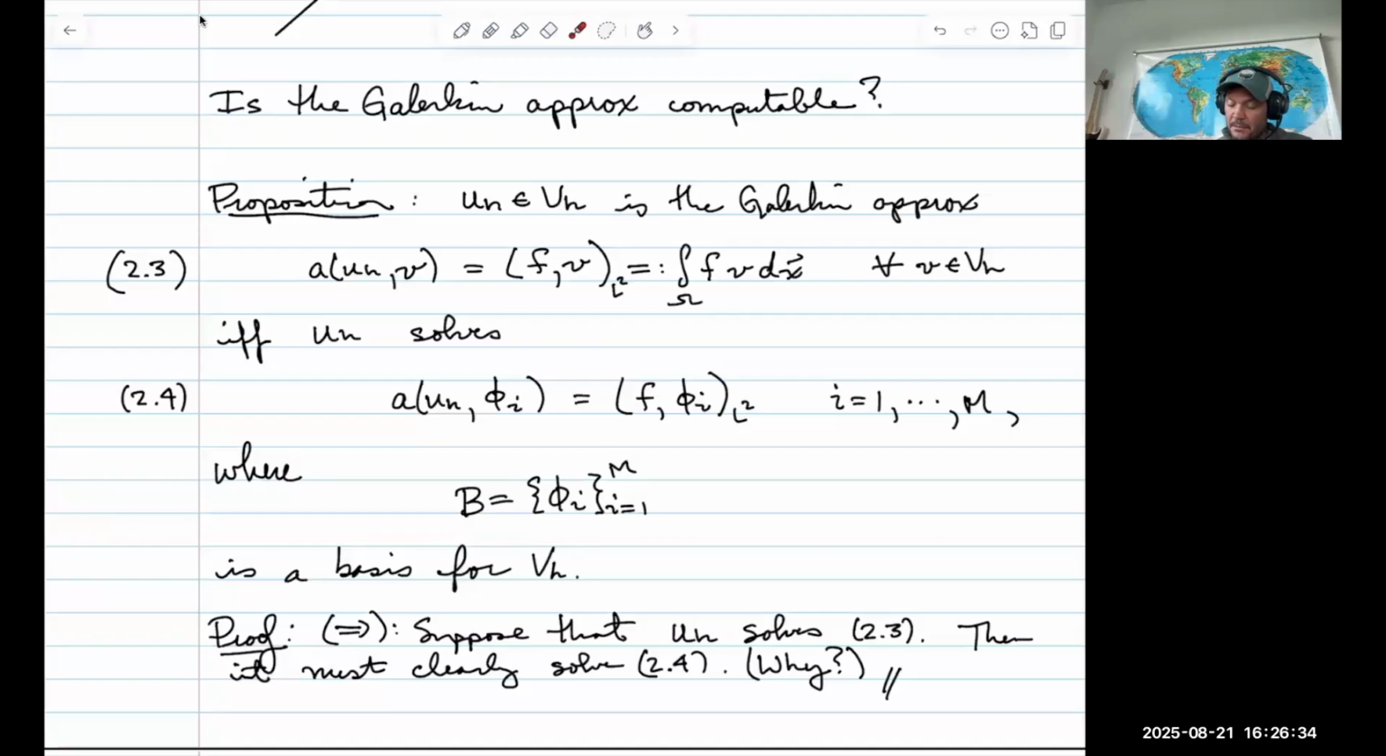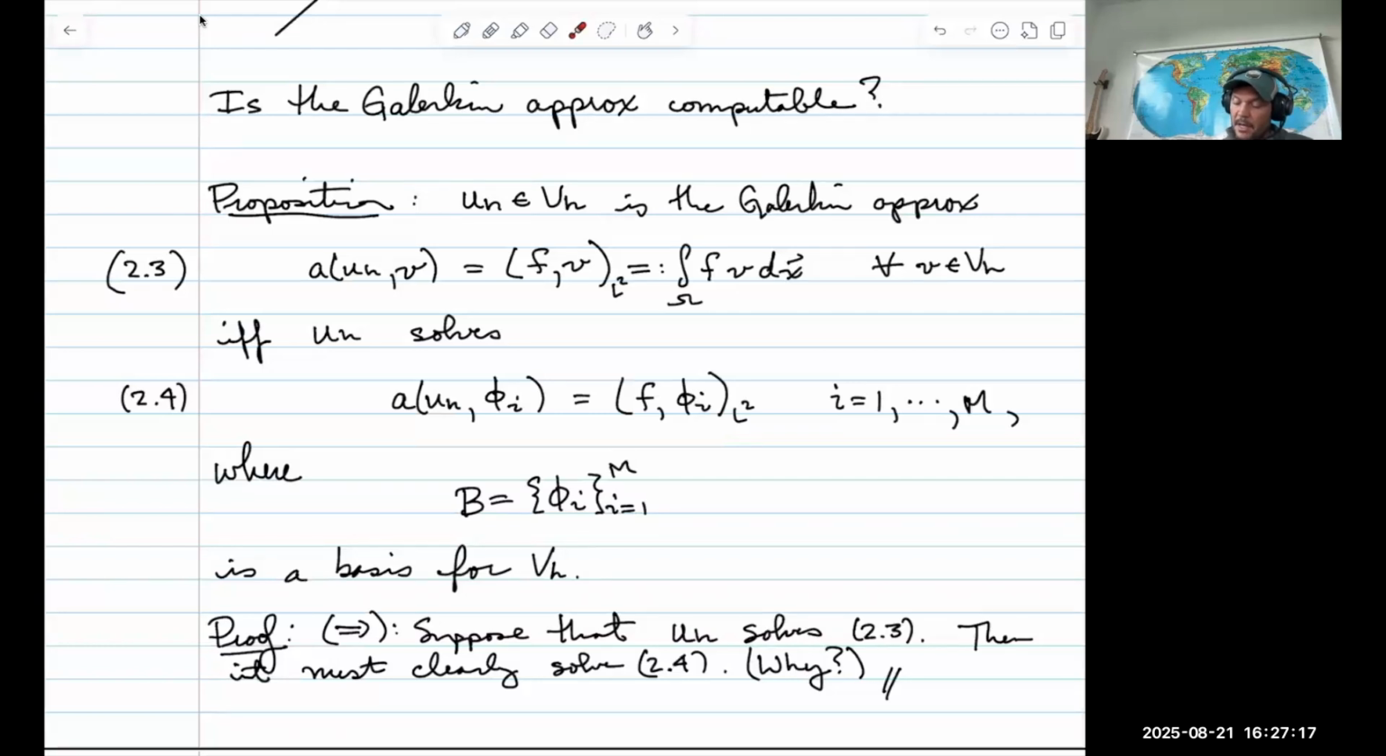Right, so this: A(uh, phi_i) = (f, phi_i) in the L2 norm for all i equals 1 to m, where B is this basis containing these phi functions. So these phi functions are my basis elements. We're saying that if you have a solution to the Galerkin approximation, it's the same as this function which solves this problem, where instead of putting an arbitrary v in the place of the test function, we put the m basis functions phi_i, phi_1, phi_2, phi_3, up to phi_m.